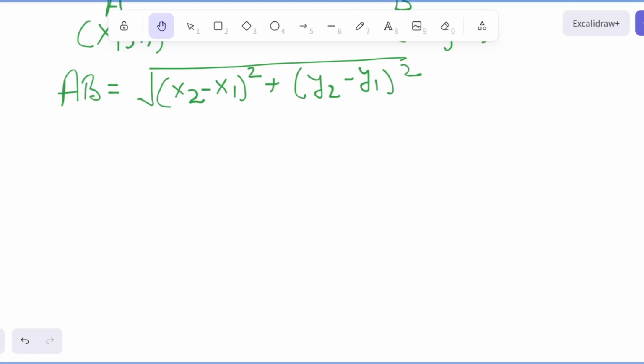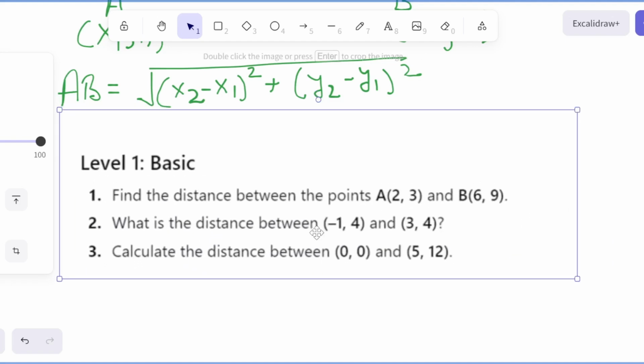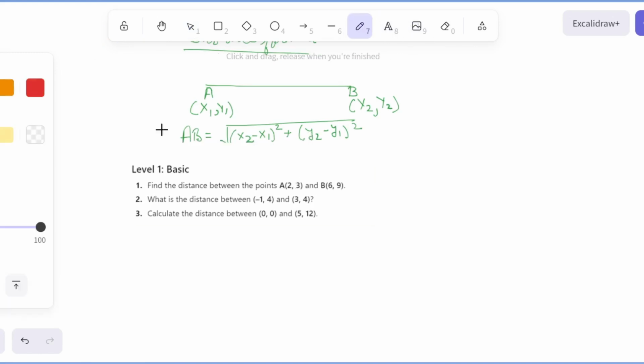Okay, let's do these questions. One I will do for you, the other one you will do yourself. We have to find the distance between the points A, whose coordinates are 2, 3, and B, whose coordinates are 6 and 9.